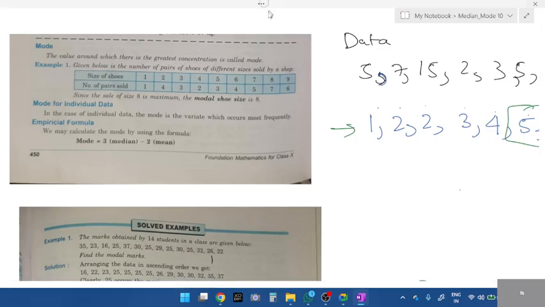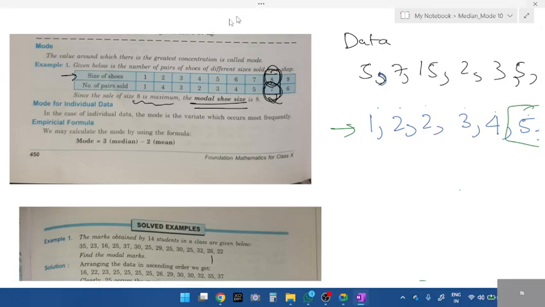Table is given. Now, size of shoes. What are the sizes of shoes? Different sizes available from 1 to 9. In that, who has bought the maximum size? Which size is sold maximum? 8, right? What is size 8 shoes sold? What's the answer? 7 is not the answer. What's the answer? Number of shoes sold. Can you see here? So the modal shoe size is 8.